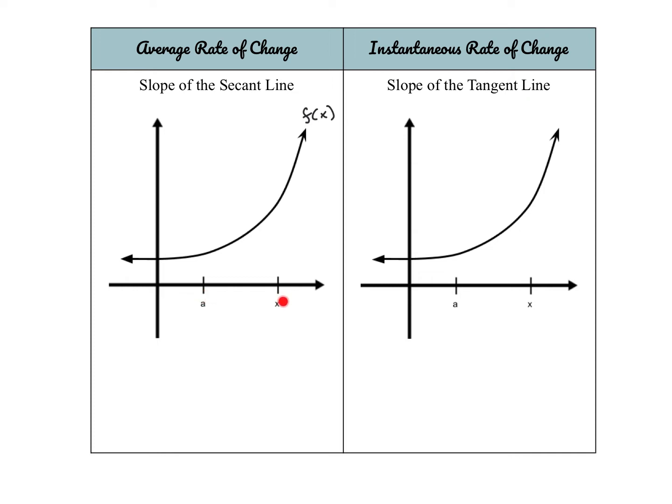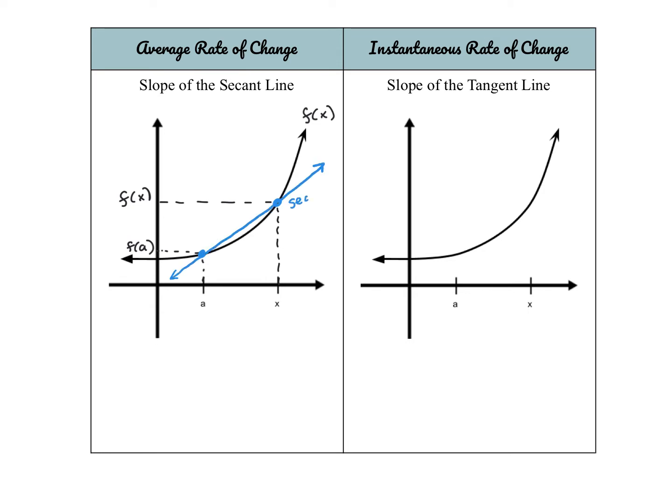You'll see that I just have 2 points, a and x. So let's say I want the average rate of change between a and x. While we can use little dotted lines, we know that this is f of a, and then this right here is f of x. The average rate of change is really just the slope between these 2 points. So actually we can connect these 2 points to make a linear equation.